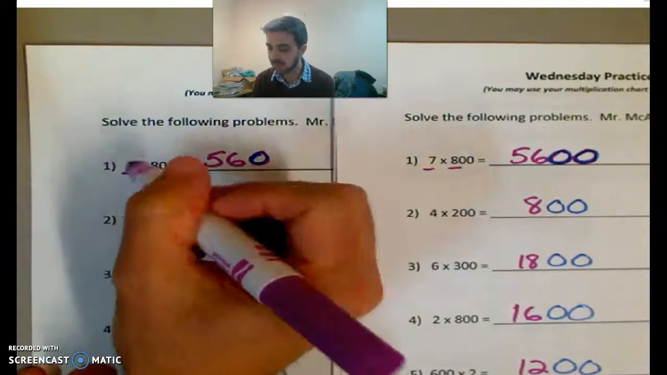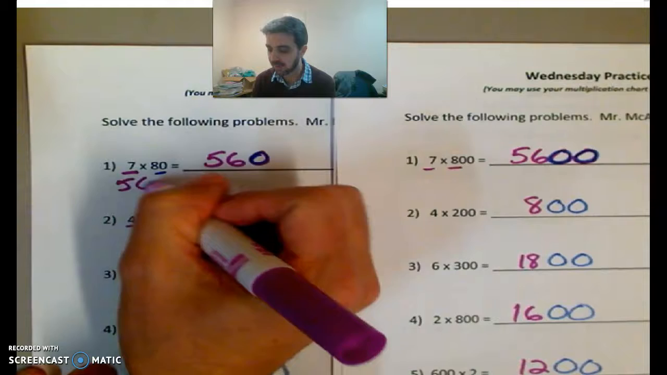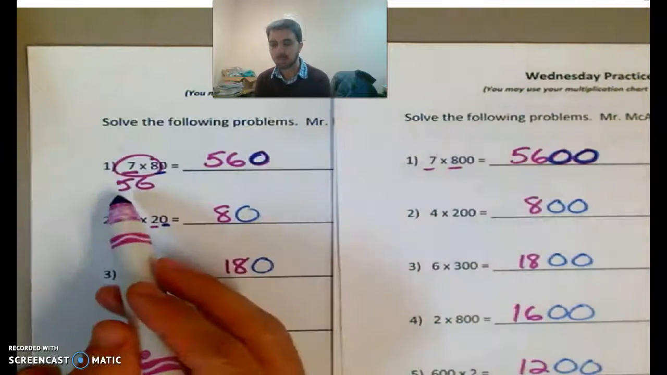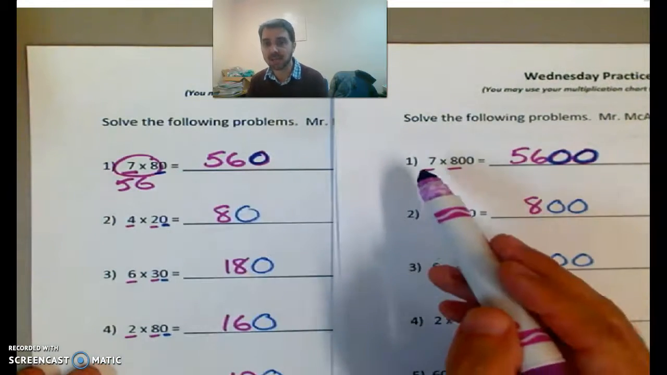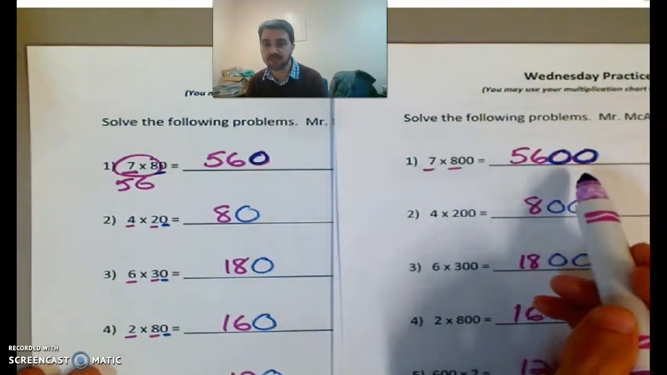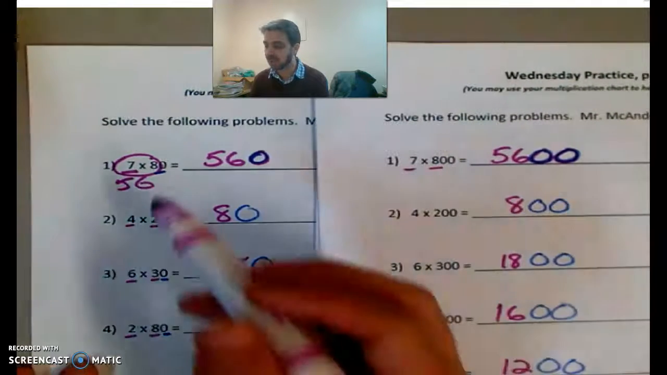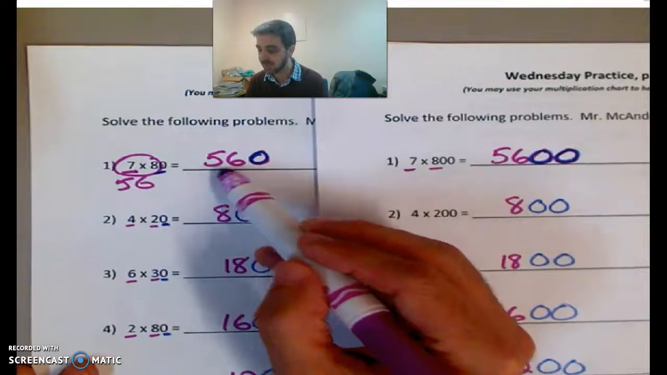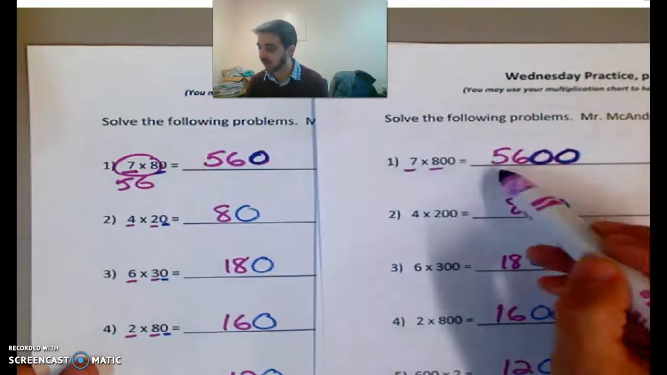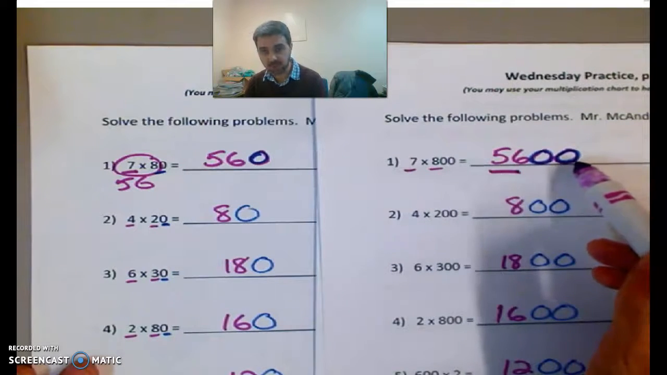So if we look, 7 times 8 is 56, 7 times 8. 7 times 80 is 560. 7 times 800 is 5,600. So you can see how this works, right? 7 times 80, 56 with a 0, 56 with 2 zeros.